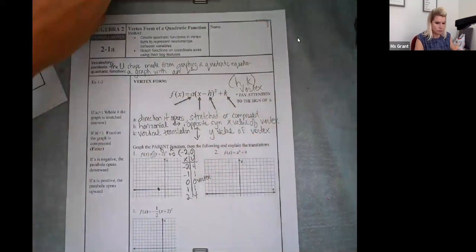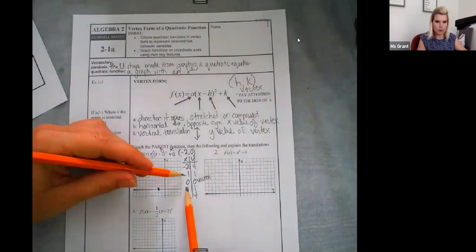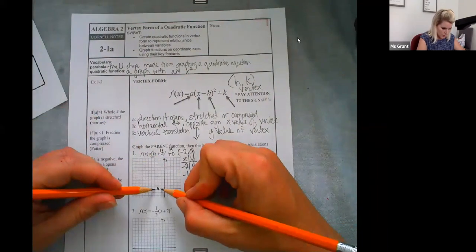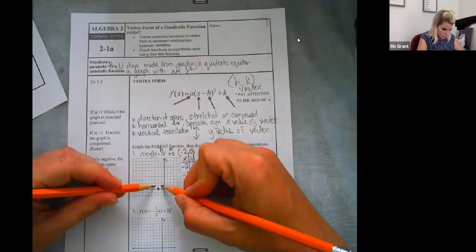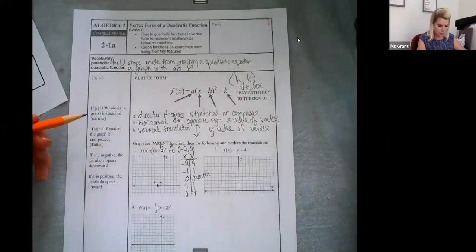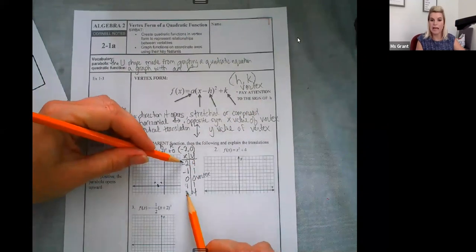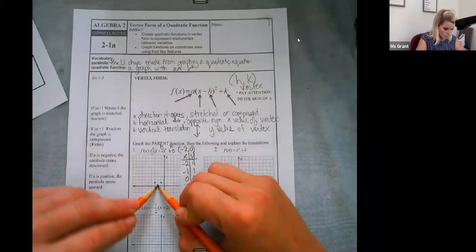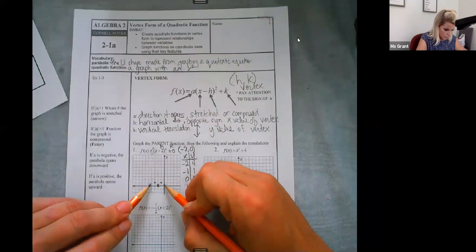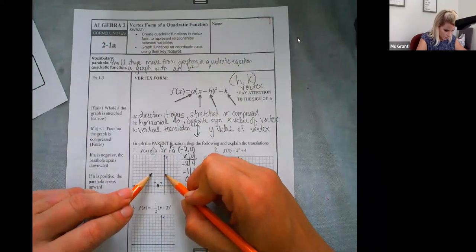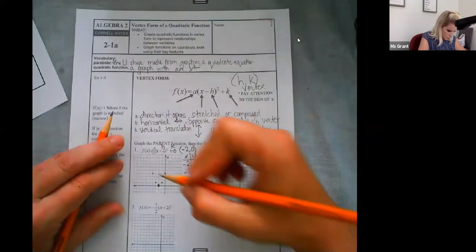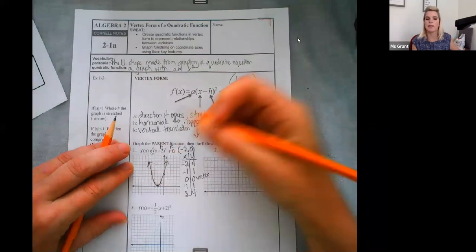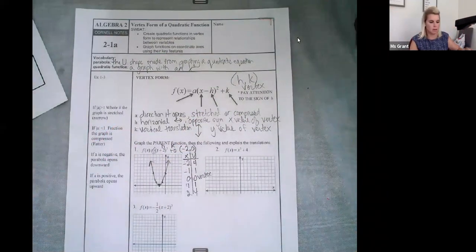So remember, over 1 in both directions, up 1. Over 2 from the vertex in both directions, up 4. Start at your vertex. 1, 2, 1, 2, 3, 4. And then the parabola gets wider and wider as it goes.